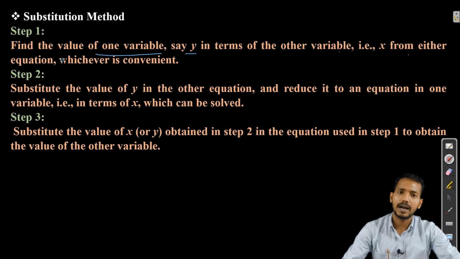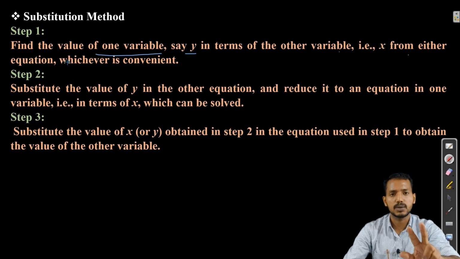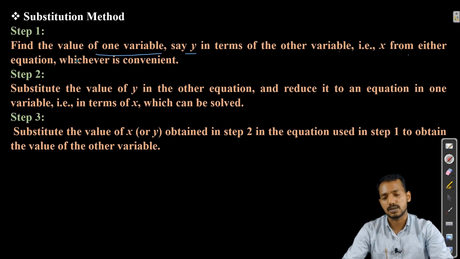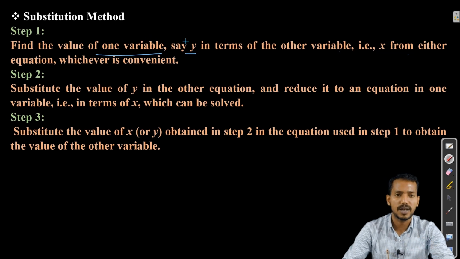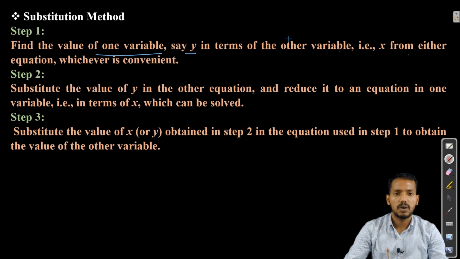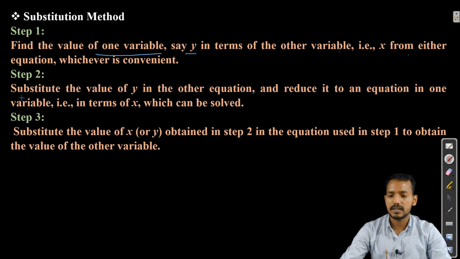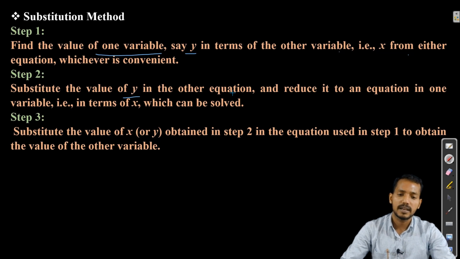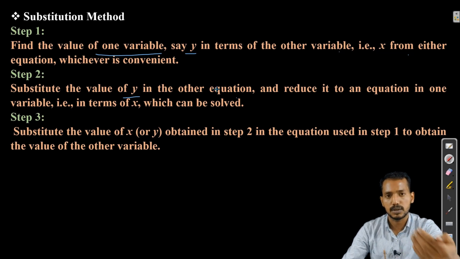Clear? From either of the equations, because we will be having two equations, equation 1 or equation 2, we can find the value of one variable in terms of the other variable. It can be x in terms of y or y in terms of x. No problem. Then the second step is to substitute the value of that y. If it is written as y in terms of x, then substitute the value of y in the other equation. If we have written it from equation number 1, then we have to substitute in equation number 2.